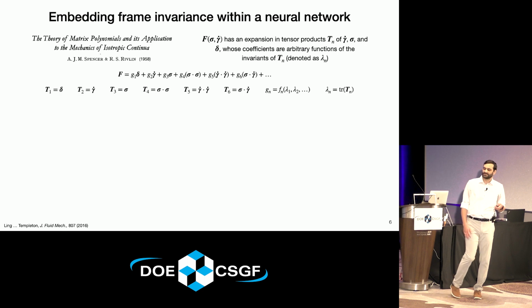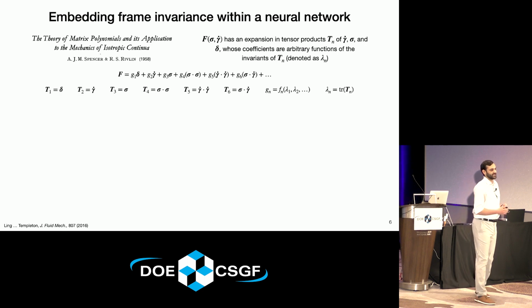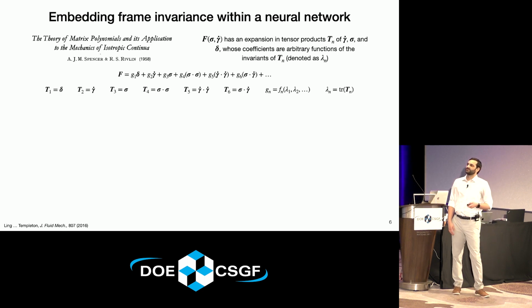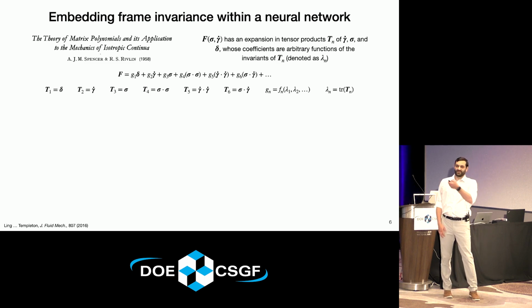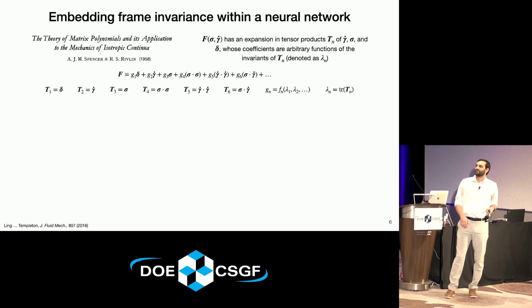It tells us that we can build this function as a polynomial expansion whose terms are just tensor products in the tensors that our function depends on. And so we enumerate all of those, and then we have coefficients, which I call G here. And these themselves can be arbitrary functions of what are called the invariants of these tensors. And you can just think of that like the trace of these tensors, which by definition commute with this rotation or are invariant to this rotation.